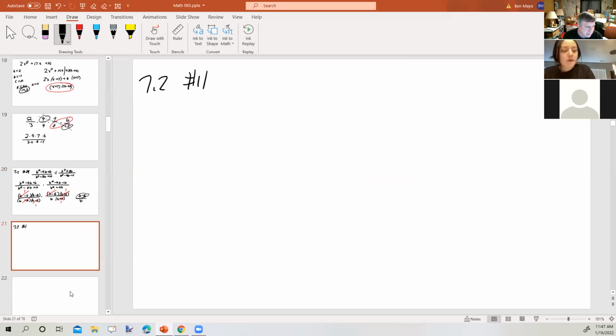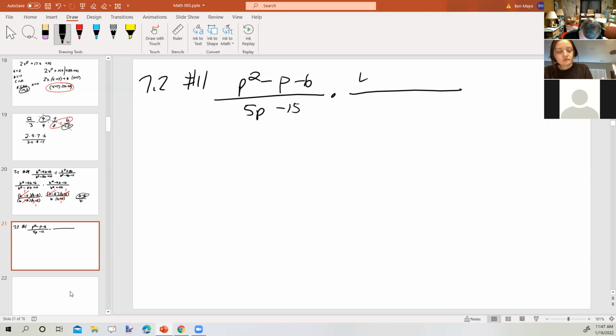Multiply and then simplify if possible. P squared minus P minus 6 all over 5P minus 15 times 4P squared minus 11P minus 3 over P squared minus 3P.